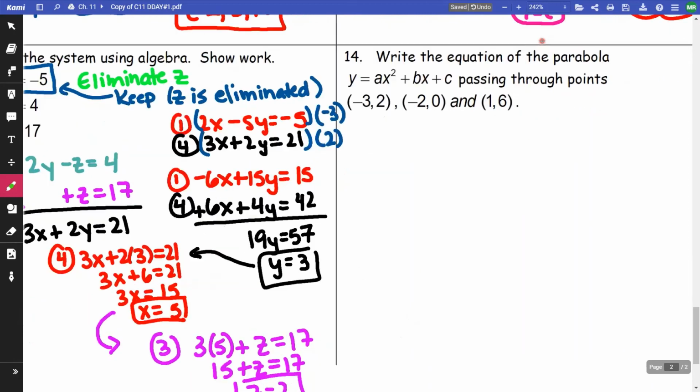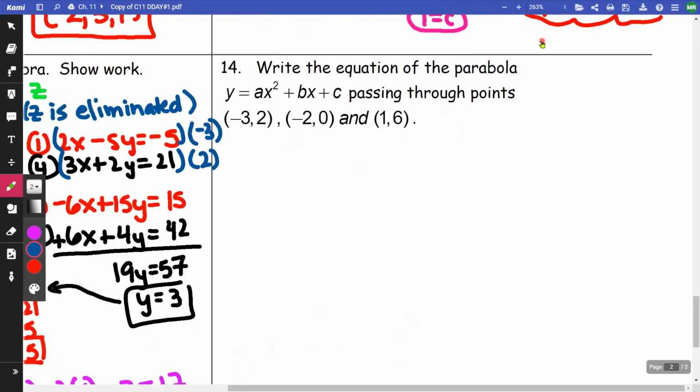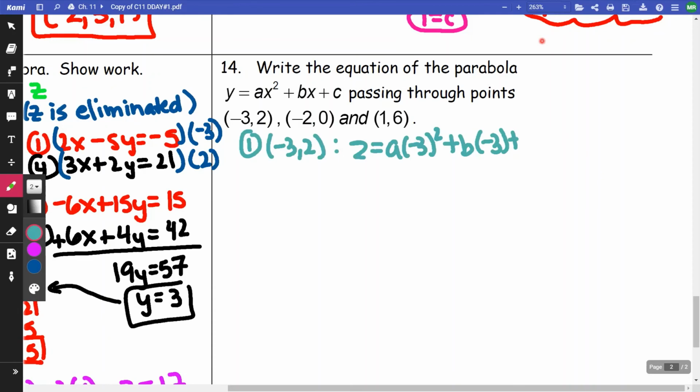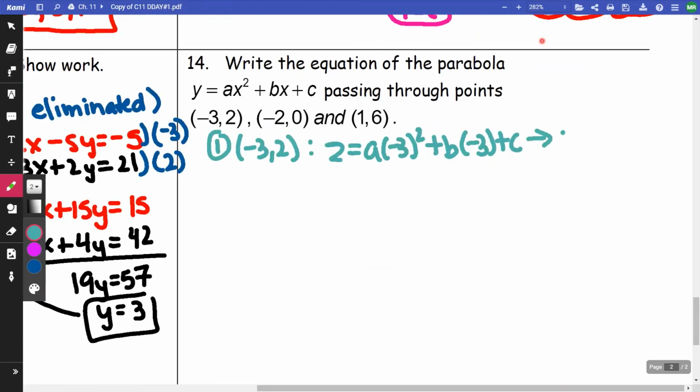For number 14, okay, equation 1, I'm going to be plugging in -3, 2. So I'm going to get 2 is equal to a times -3 squared plus b times -3 plus c. And that ends up giving me 2 is equal to 9a minus 3b plus c.